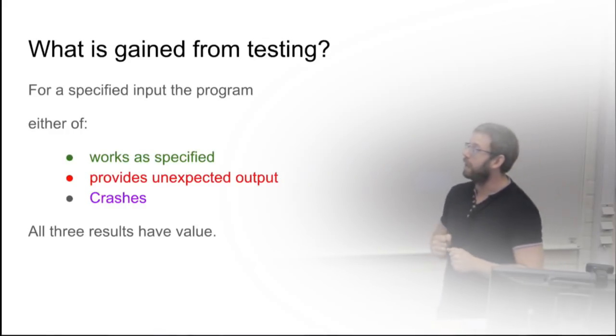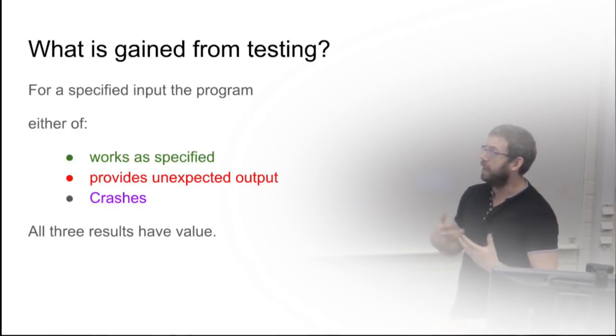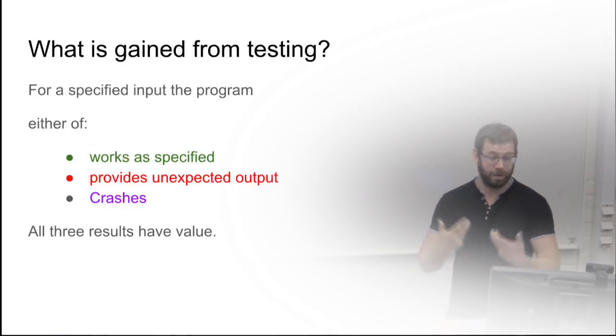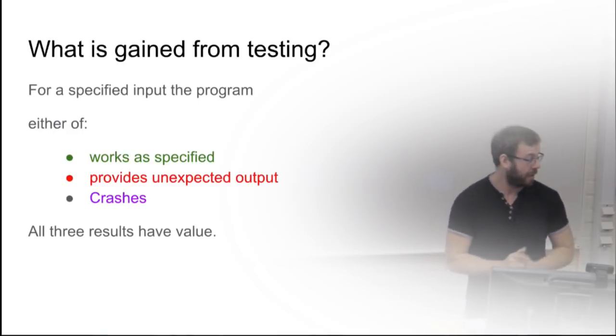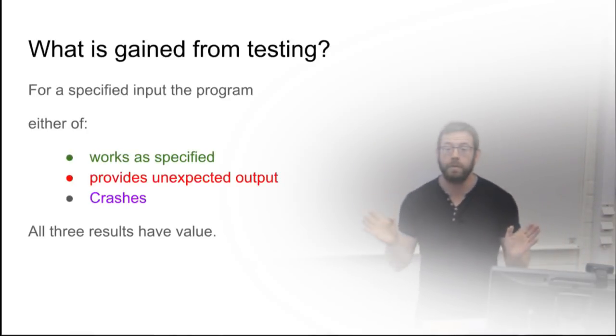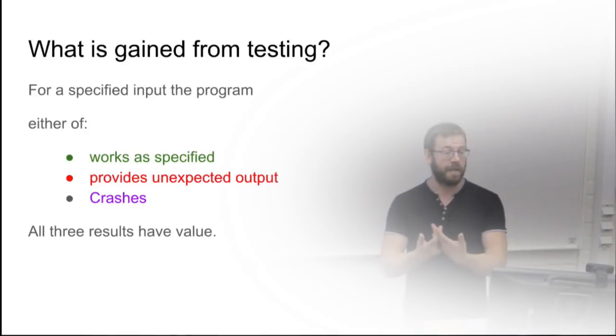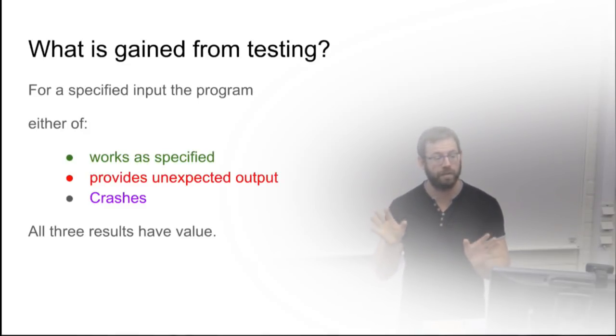We get either that things work as specified, or we get that we got something else, or the system crashes when we run the test. The unit crashes, perhaps. And I would argue that all three have value. So if I run my tests and everything works as specified, then I gain confidence, right? If I get something else, then I see, okay, something is wrong. I get a clue that something is wrong.